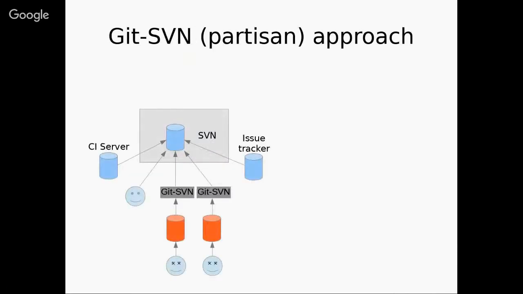The first approach is actually not a migration, but what I would name a partisan approach. Some developers who like Git use the Git SVN tool locally. They clone the SVN repository, use Git SVN on their machine, commit locally and send changes back to SVN. The advantage of this approach is that it's safe: at any time the local repository can be discarded and recloned. But it has a lot of disadvantages.